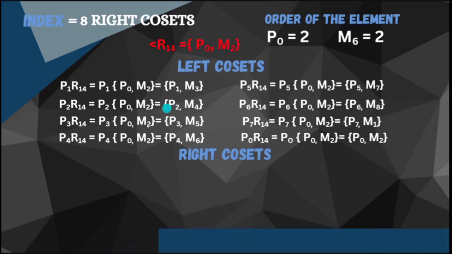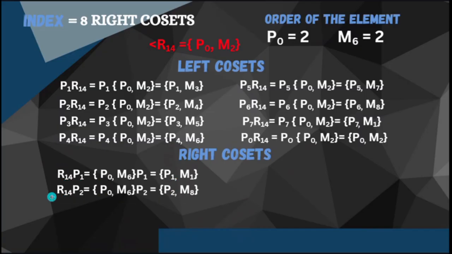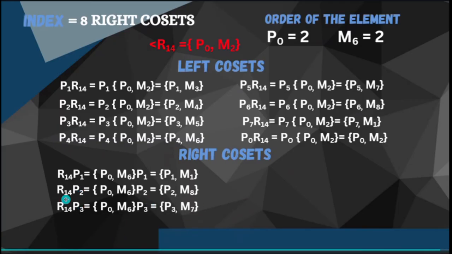For right cosets, r sub 14 multiplied by rho sub 1, we have rho sub 1 and mu sub 1. R sub 14 multiplied by rho sub 2, we have rho sub 2 and mu sub 8. For r sub 14 multiplied by rho sub 3, we have rho sub 3 and mu sub 7. For r sub 14 multiplied by rho sub 4, we have rho sub 4 and mu sub 6.